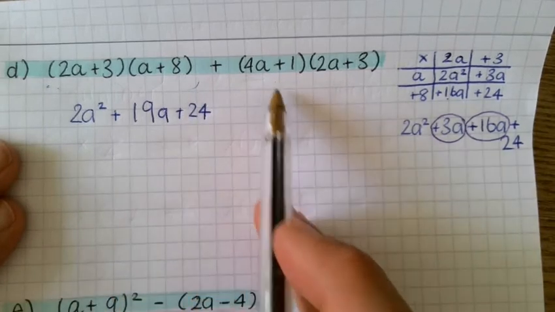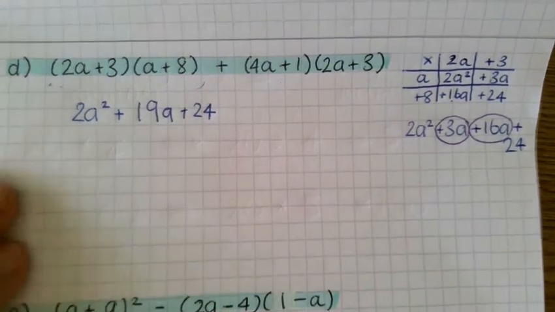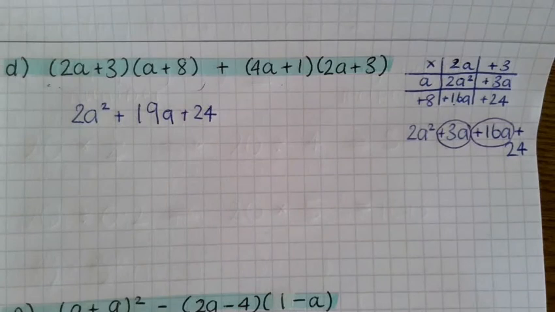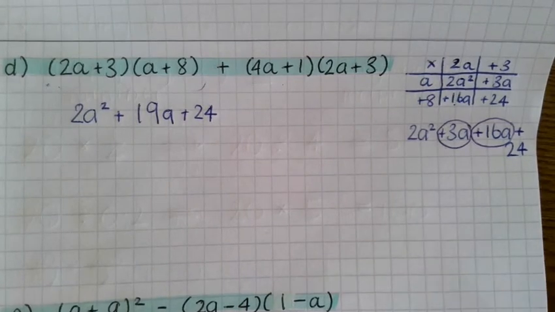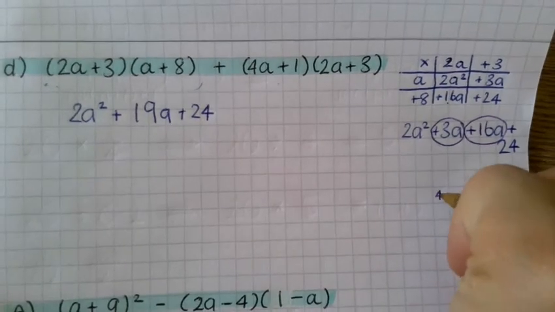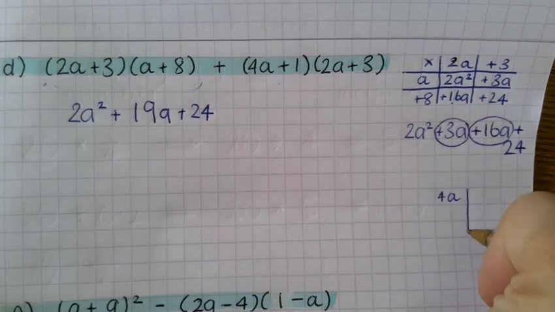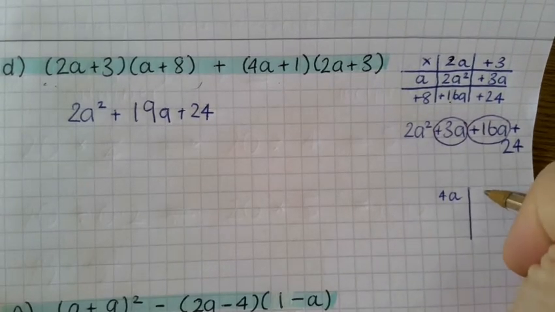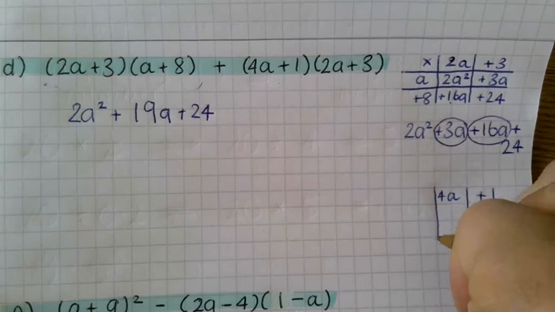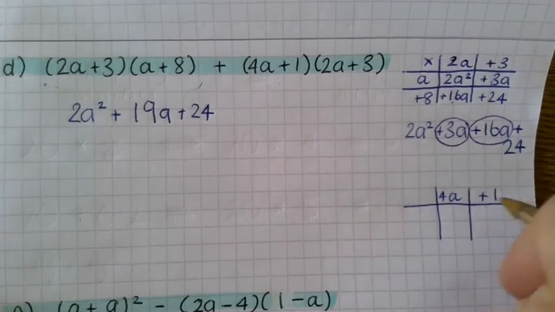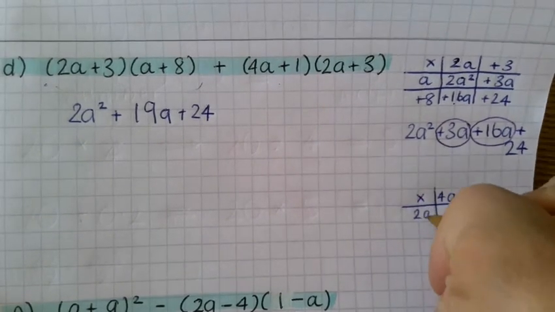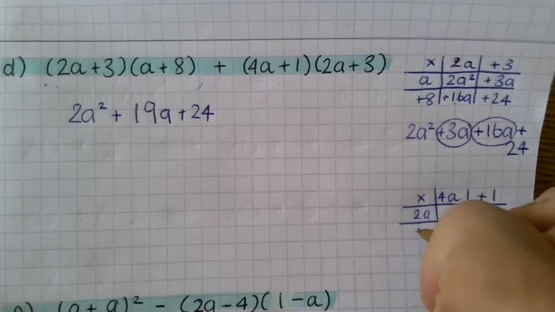Now I'm going to separately do these two brackets. So I have 4a plus 1 multiplied by 2a plus 3.